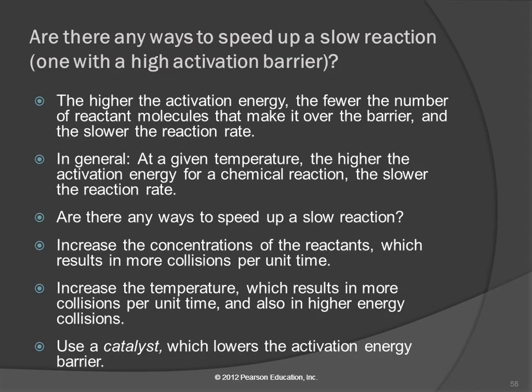So if the activation energy is high, the reaction is likely going to be fairly slow. So the higher the activation energy, the fewer the number of reactant molecules that make it over the barrier, and the slower the reaction rate. How could we speed that up? In general, at any given temperature, the higher the activation energy, the slower the reaction rate. That kind of just says the same thing. How could we speed that up? Well, we could increase the concentrations of the reactants.